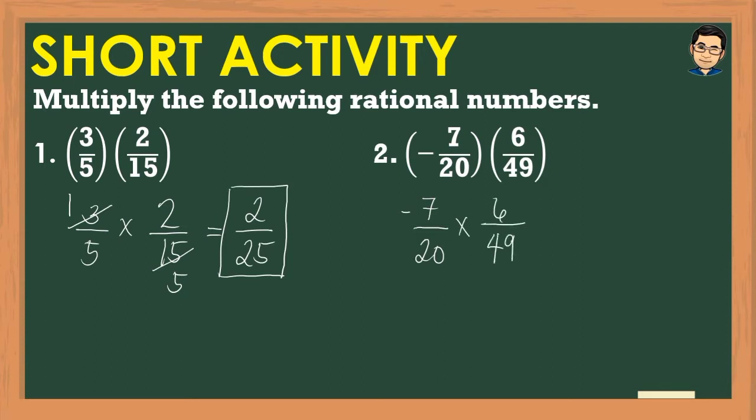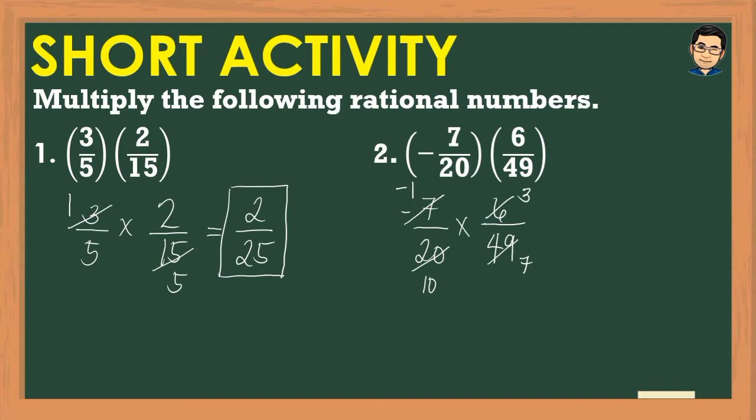So, yung negative 7 and 49, ang greatest common factor nila is 7. So, negative 7 divided by 7, that is negative 1. 49 divided by 7, that is 7. Next. What about 6 and 20? So, the greatest common factor of 6 and 20 is 2. So, if we divide 6 by 2, that is 3. 20 by 2, that is 10. So, as you can see, so yung 3 tsaka 10, wala na silang common factor, kundi 1.